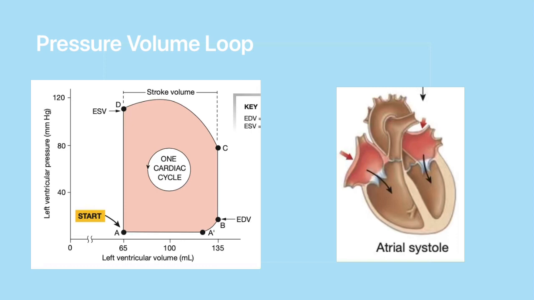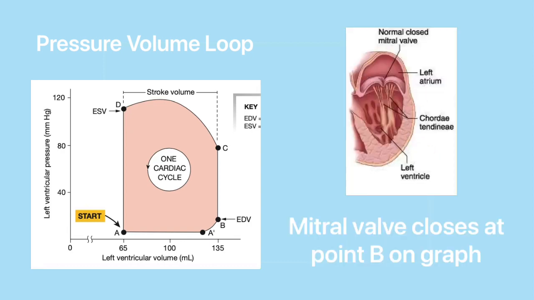Atrial systole, or atrial contraction, is the last portion of the ventricle filling, which is represented on the graph from point A to point B. We can see that pressure increases slightly as the ventricle is expanding to contain the maximum volume of blood the ventricle will hold. This is also known as end diastolic volume. Ventricular contraction closes the mitral valve.